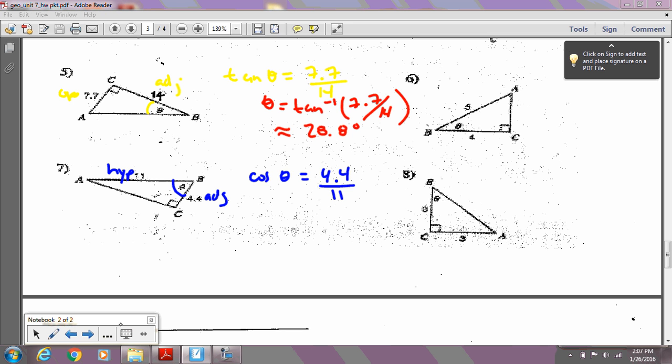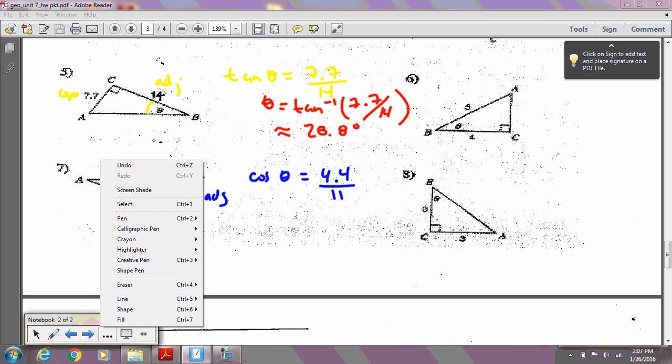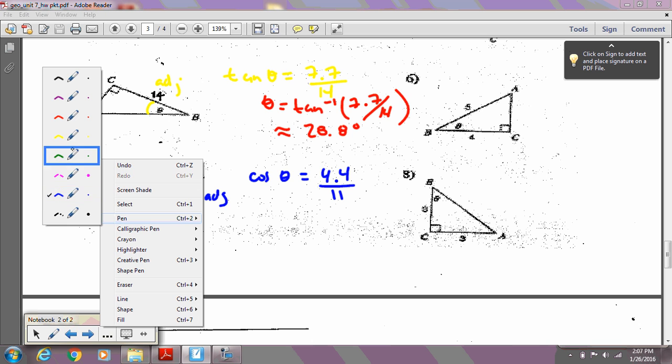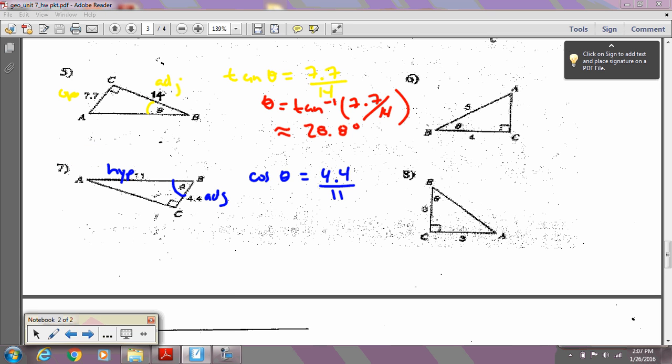So now I need to apply the cosine inverse to both sides to get theta isolated. And theta is approximately 66.4 degrees.